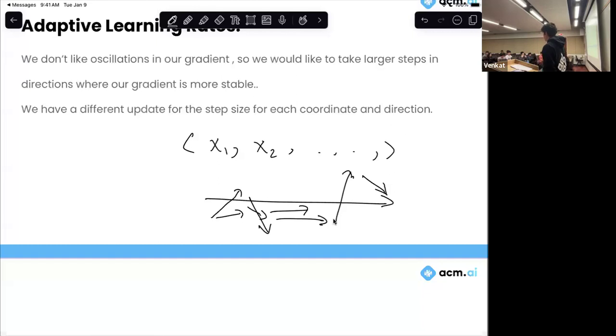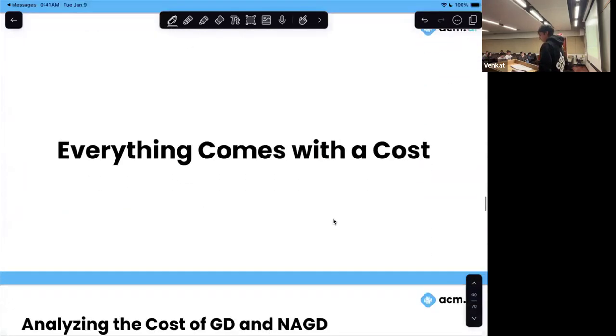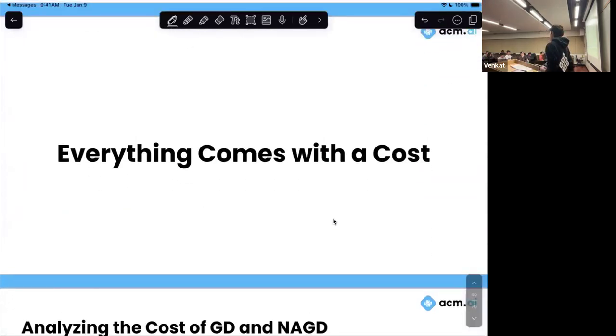So that's the tidbit for the practical side of things. Okay. Now we get into why gradient descent sucks, and why gradient descent and Nesterov's accelerated gradient descent are not used in practice almost ever.